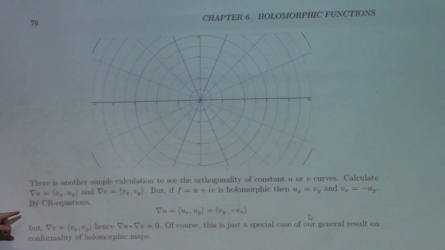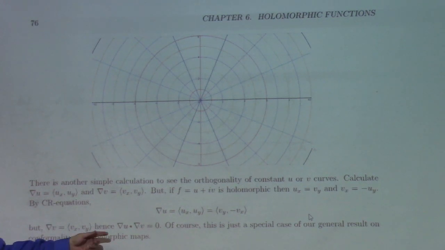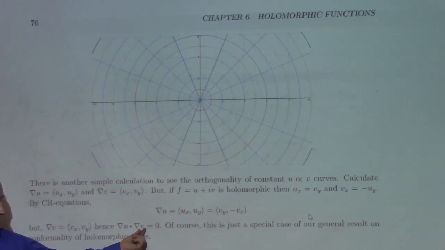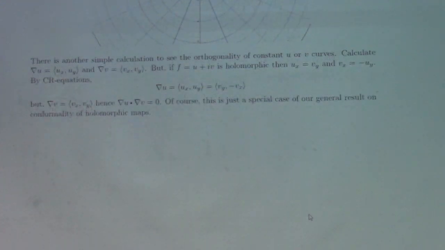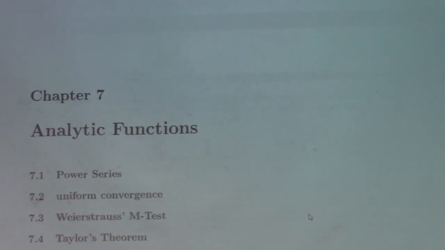Oh, another thing: if you calculate the gradient of the component functions, then they're perpendicular. The gradient of u dot the gradient of v equals 0 by the Cauchy-Riemann equations, which shows you that the level curves of u and v are perpendicular, assuming that the gradients are non-zero. If either the gradient of u or the gradient of v is non-zero for a holomorphic function, it's necessarily the case that the derivative is non-zero. So I'm not saying anything different. Oh, and I've run out of notes. So, any questions?